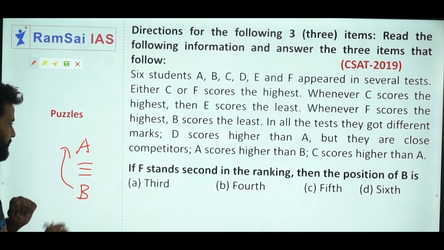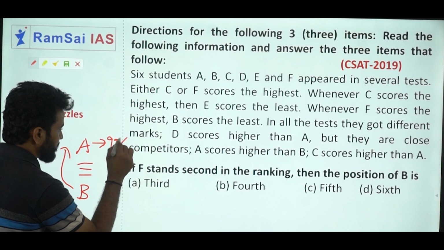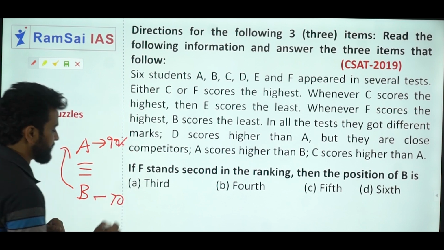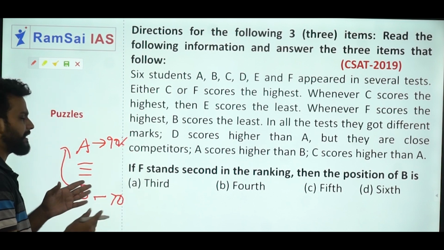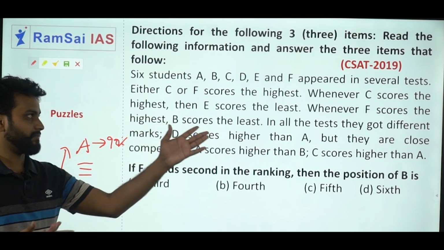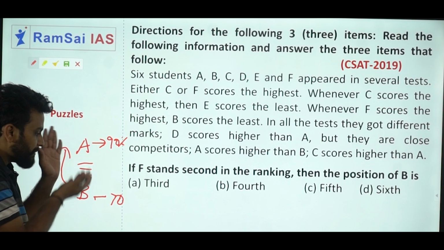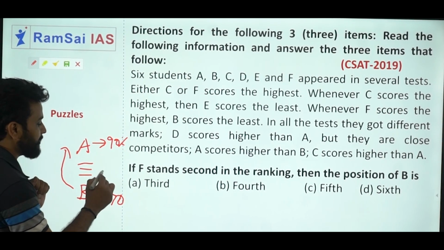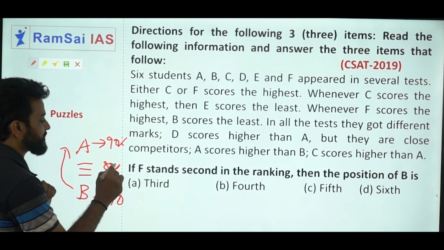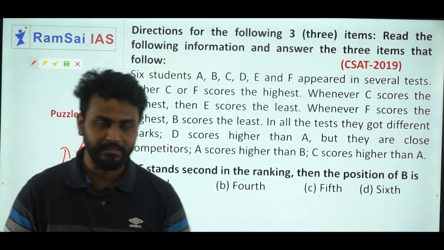For example, A may have got 90%, B got only 70%. In between A and B, there may be 4 or 5 people. I am not talking about this question, but generally, there may be many people between A and B who score 80%, 82% or 75% like that.